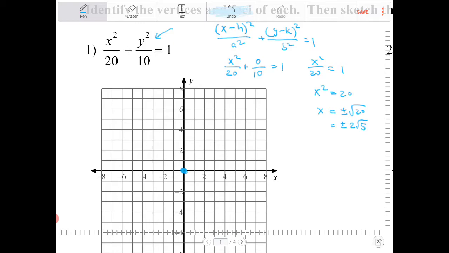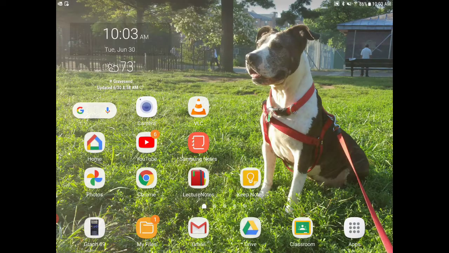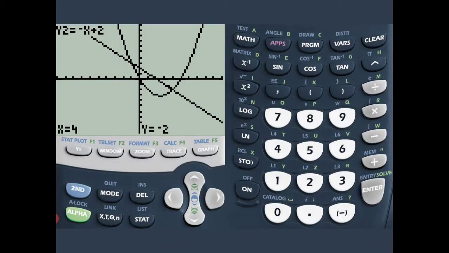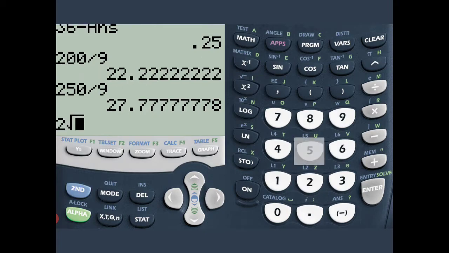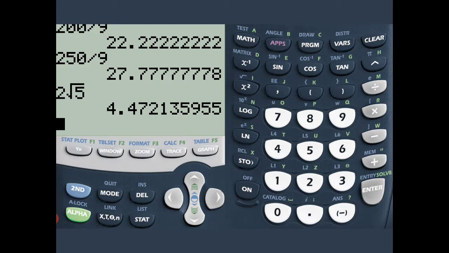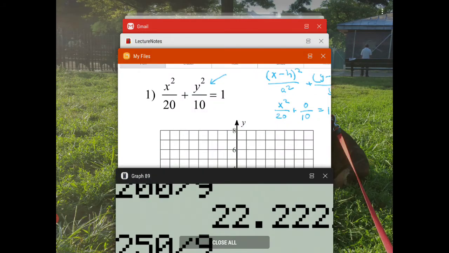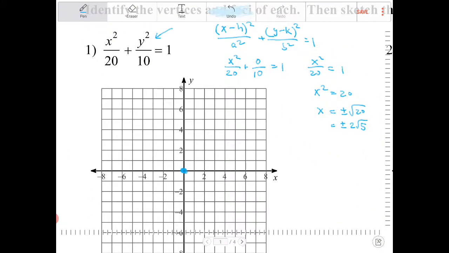So let's punch that into the calculator. 2 square root of 5 is 4.47, so roughly 4.5. So it's going to be right there, positive, and right there, negative.